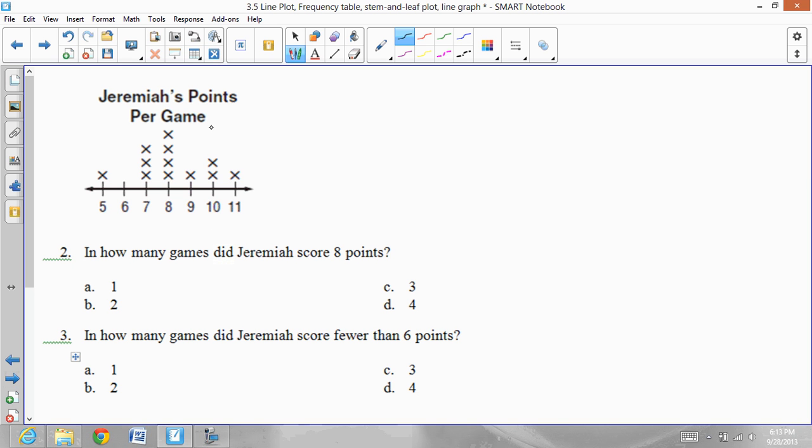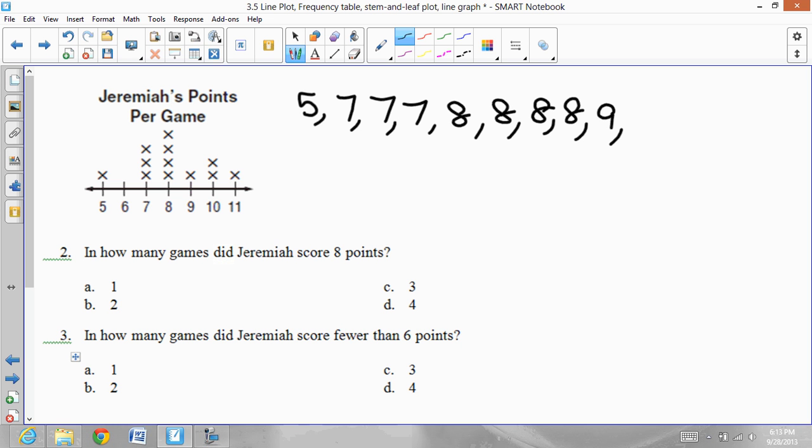Focus on this line plot. Jeremiah has points per game. So for each game, this is the point that Jeremiah is going to get. Let's list them first. So he got 5 points once. He did not get any 6 point. He got 7 points 3 times in the game. And he got 8 points 4 times in the game. He got 9 points 1 time in the game.